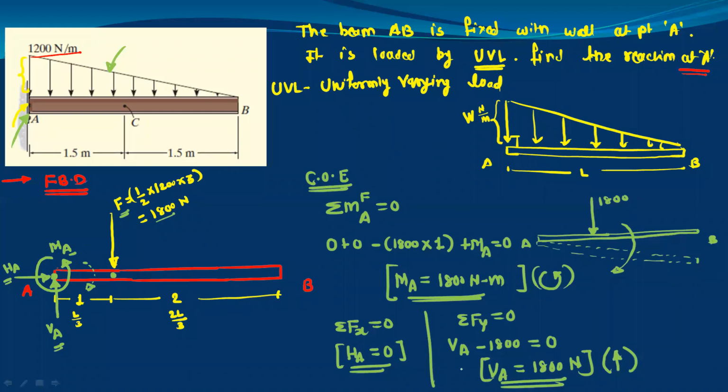Okay, so these are the 3 reactions. HA is 0, VA is 1800, and MA is 1800 Newton meter in the anti-clockwise direction. So this is how you can solve the problem on the fixed support having the uniformly varying load.